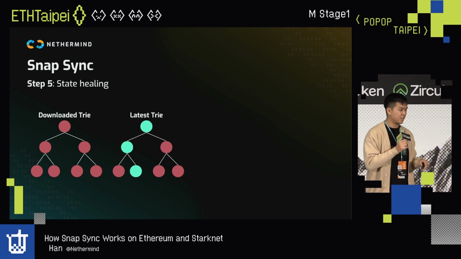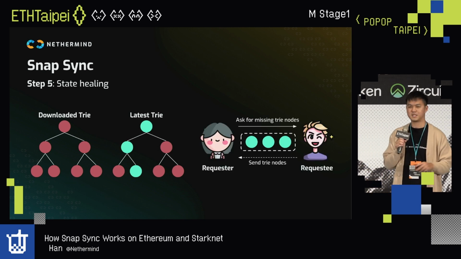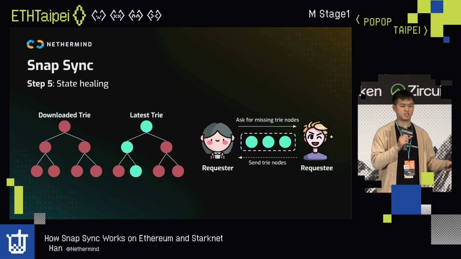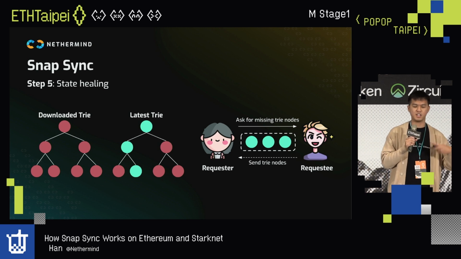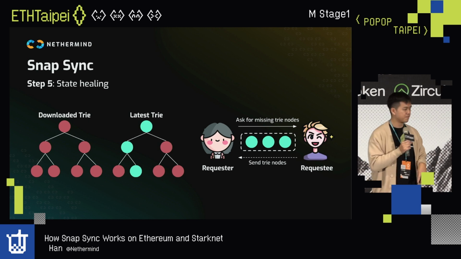The solution to this is actually very simple. You simply request the missing trie nodes, right? The requester would request the missing trie nodes, and the requestee will send back the trie nodes. And then you would replace the outdated ones or fill up the missing ones.